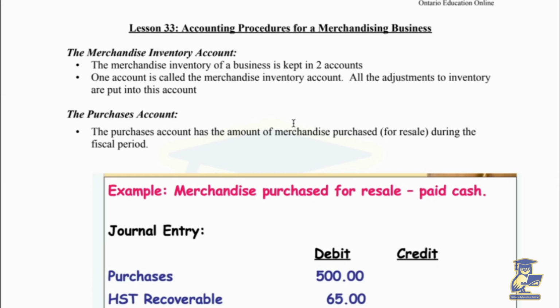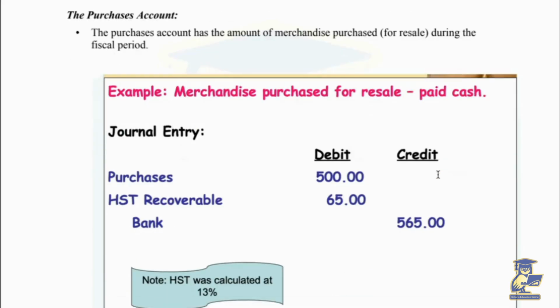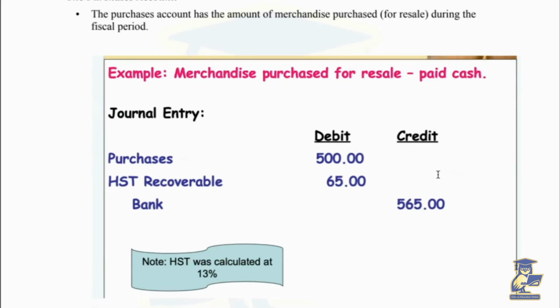So now, with this in mind, you will learn about the accounts that are needed to do the accounting for the cost of goods sold and the merchandise inventory. The merchandise inventory of a business is kept in 2 accounts. One account is called the merchandise inventory account. All the adjustments to inventory are put into this account, and the purchases account. The purchases account has the amount of merchandise purchased for resale during the fiscal period. In other words, purchases is the other account where the merchandise inventory of a business is kept.